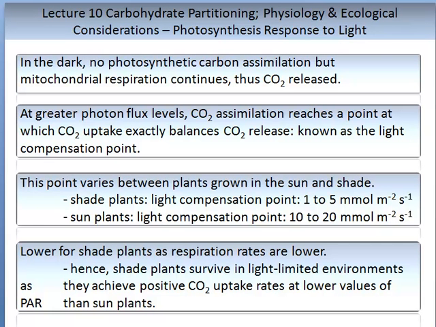So let us look into a little bit more detail about the photosynthetic responses to light. In the dark, as we have learnt in lectures 6 and 7, in C3 plants there is no photosynthetic carbon assimilation. But mitochondrial respiration continues, and so you get carbon dioxide released from the leaves. At greater photon flux levels, or higher light levels, CO2 assimilation reaches a point at which carbon dioxide uptake exactly balances carbon dioxide release. This is known as the light compensation point. This point varies between plants grown in the shade and plants grown in the sun. For example, the light compensation point for shade plants is 1 to 5 micromoles per meter squared per second, whereas the light compensation point for sun plants is somewhere between 10 to 20 micromoles per meter squared per second.